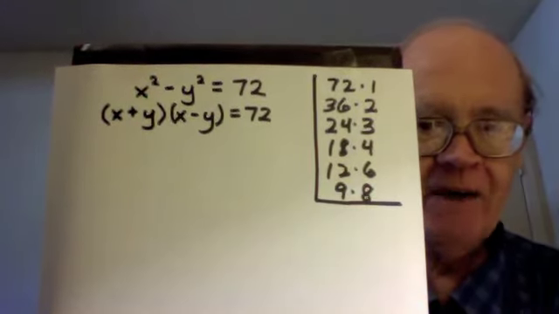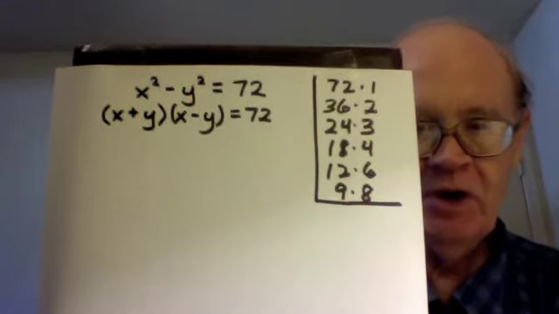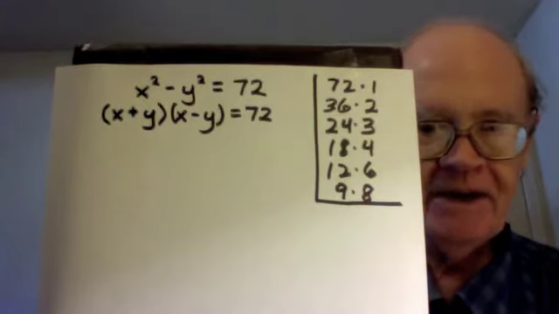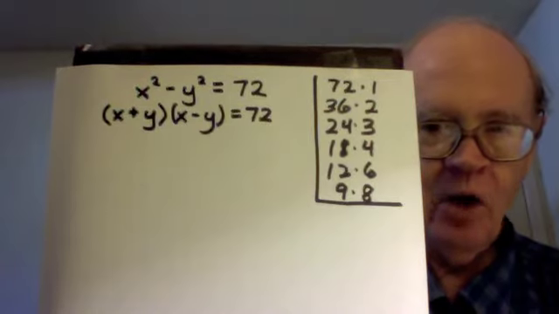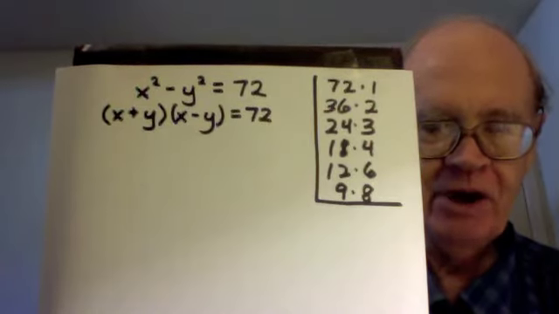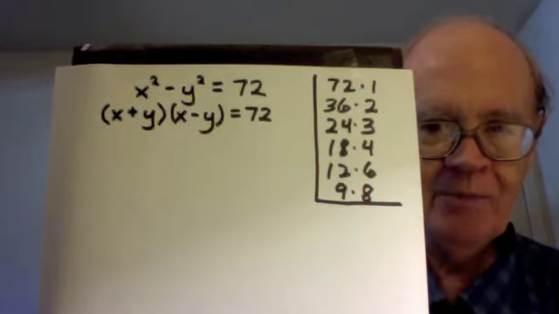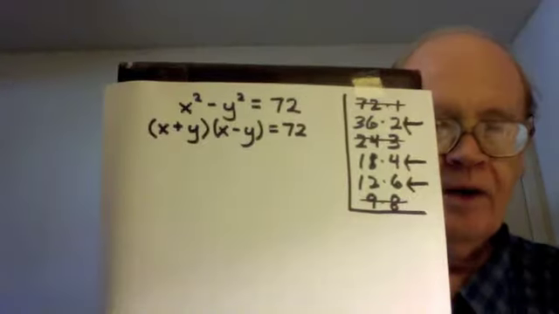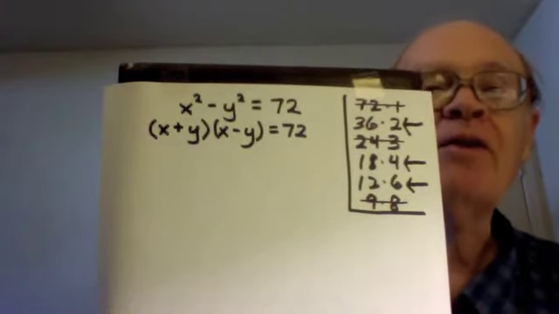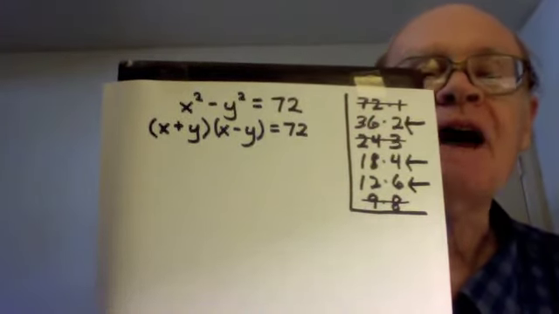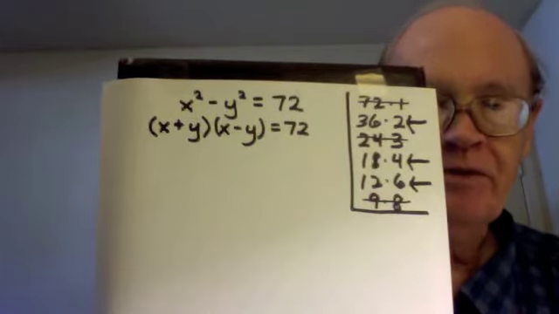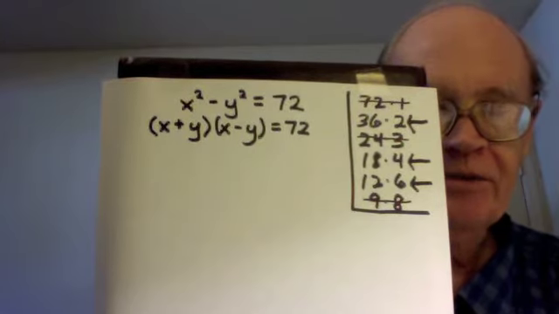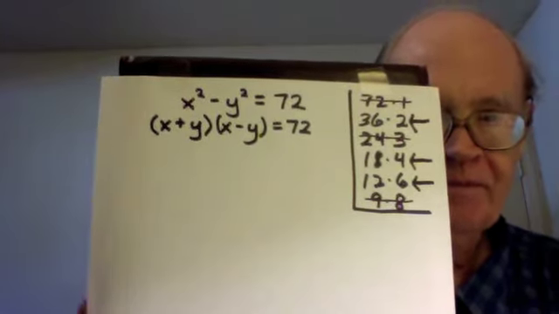They are 72 times 1, 36 times 2, 24 times 3, 18 times 4, 12 times 6, and 9 times 8. The only pairs of factors that I can use are those where the 2 add up to an even number. There are 3 pairs like that. They are 36 times 2, 18 times 4, and 12 times 6. Those are the 3 pairs that are going to give me 3 solutions, as we will see.